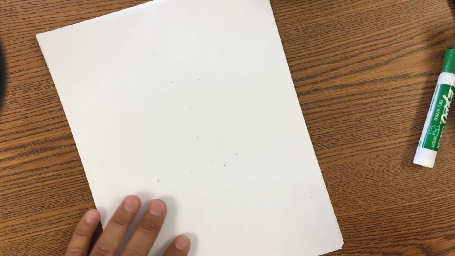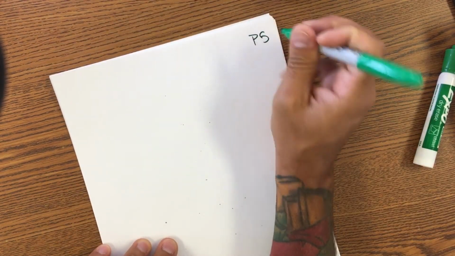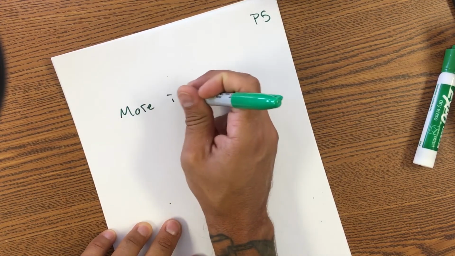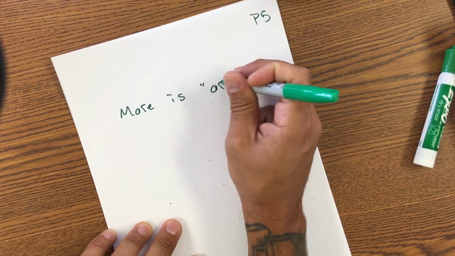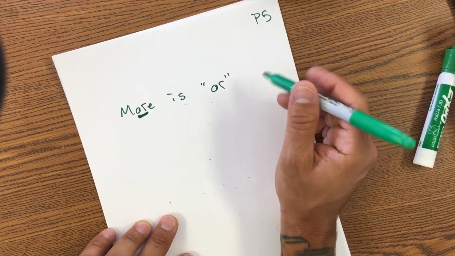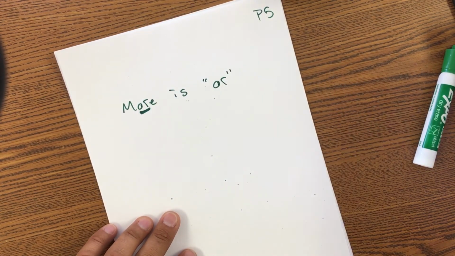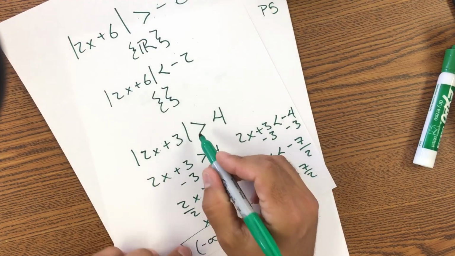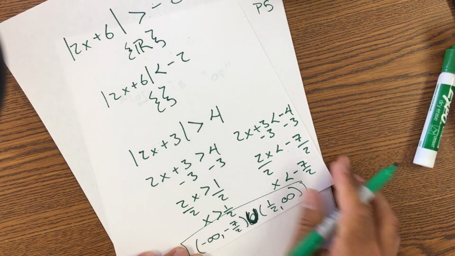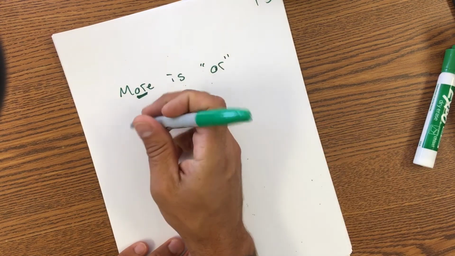When we're doing this, a key to remember is more is or, which we remember because the or in more. So more is or. And what that means is we write it like this. So this started with more. Well, this should have actually been like this. I'll explain what this means in class. This means or. Well, it means union, but it means or. So more is or.